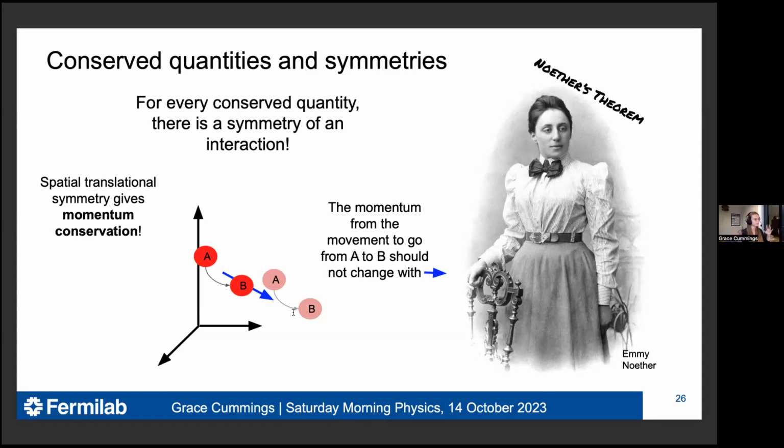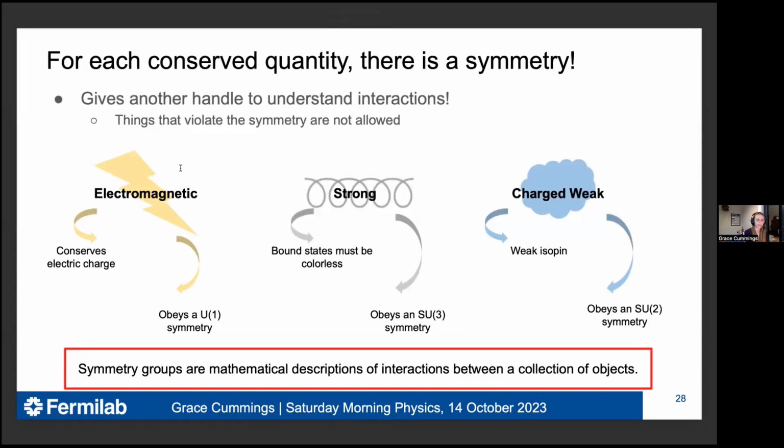I know this is kind of a weird thing to think about, but for every symmetry, there's a conservation law. For every conservation law, there's a symmetry. And this is really fundamental to how we understand the standard model. I'm going to say it again because it's really important: for each conserved quantity, there's a symmetry of the interaction. This gives us another handle in order to understand interactions. Things that violate the symmetry are not allowed.